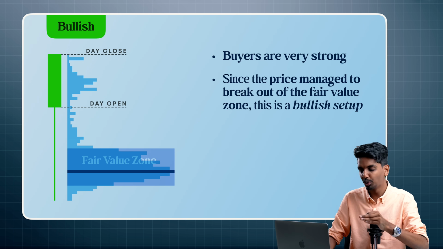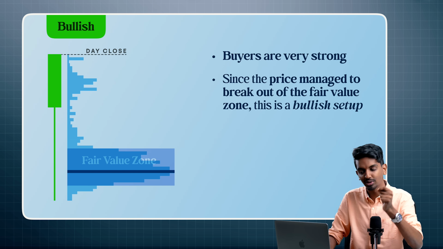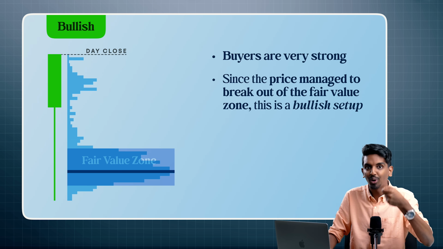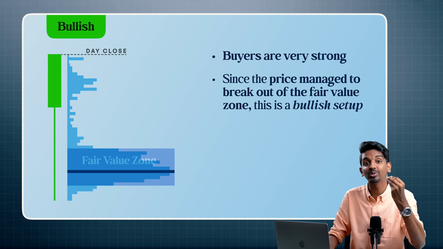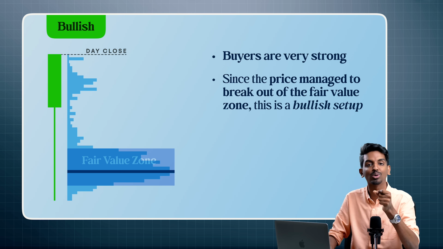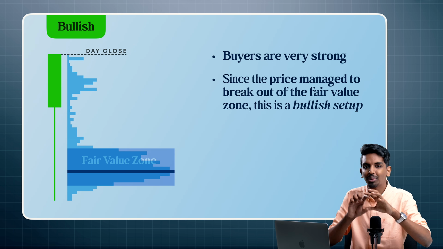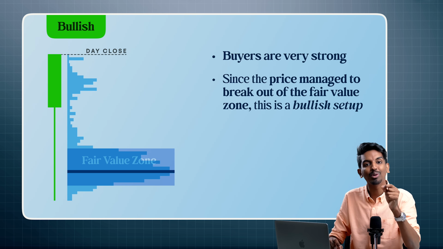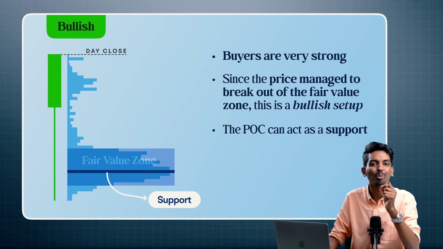Now in the case of this bullish candle, you can see that price has closed above fair value, and tomorrow or in the next candle, what is most likely to happen? The price is here, and if it comes down back to this POC or point of control where the most volume got traded, it will very likely act as a support for this candle.